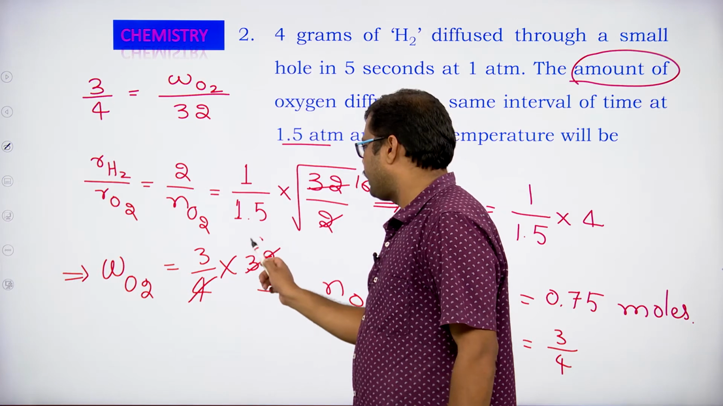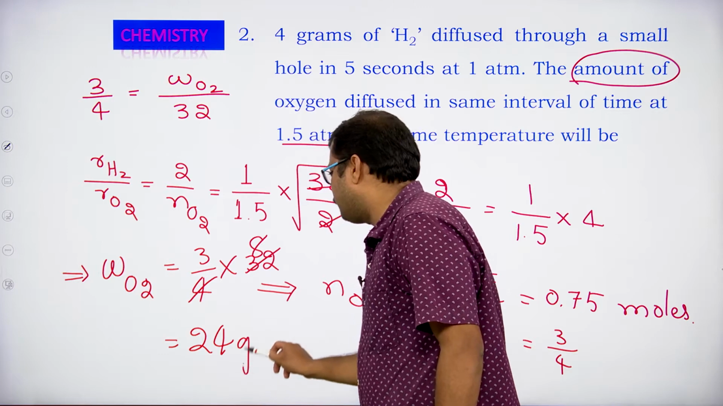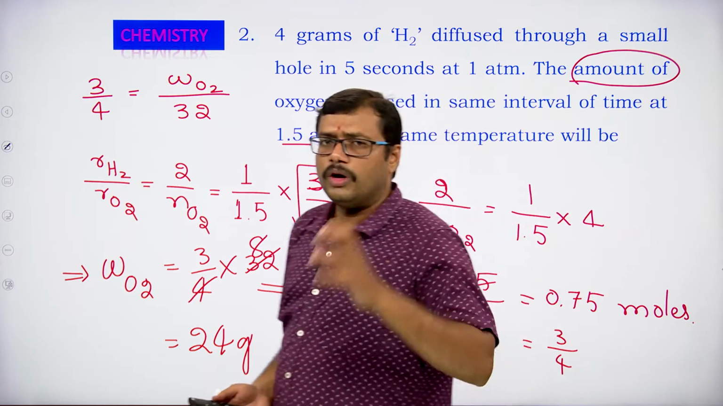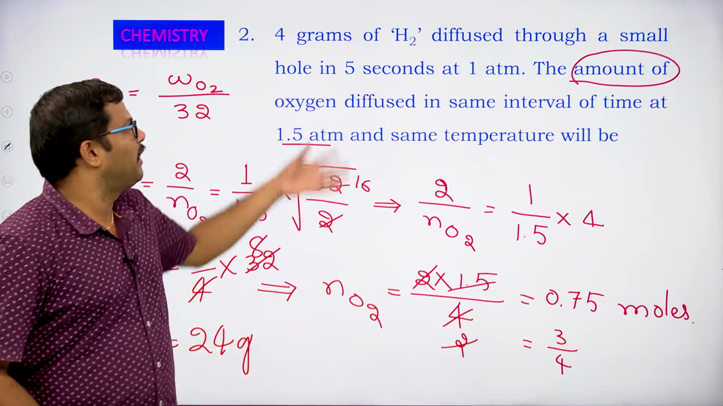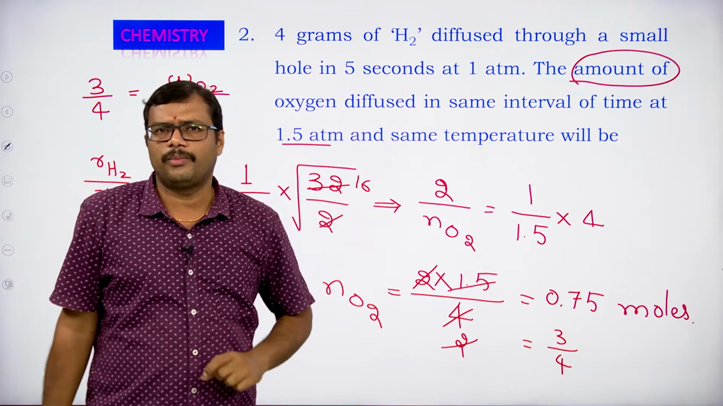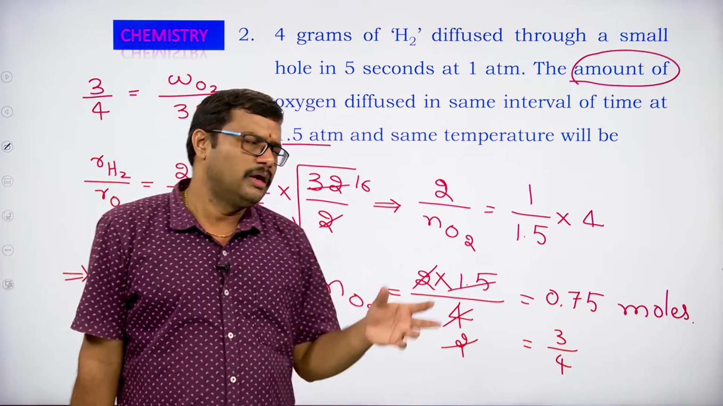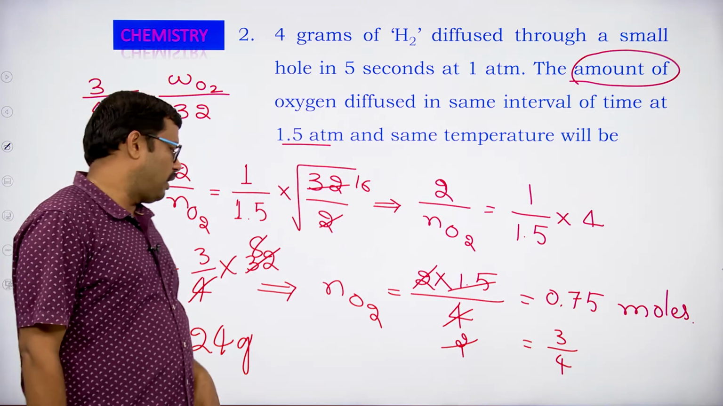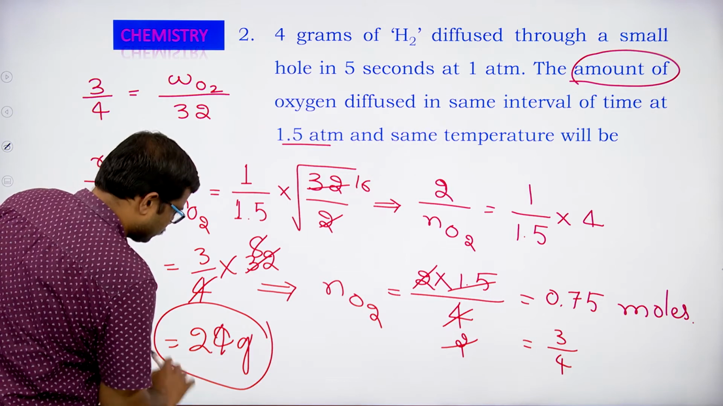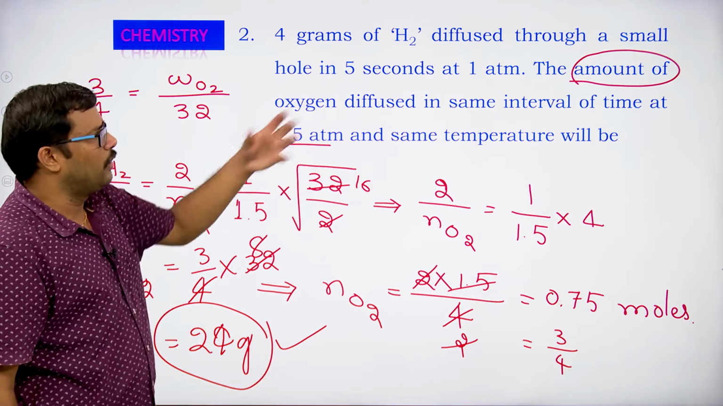4 1s are 4, 8s are 8, 3s are 24. So, 24 grams of oxygen will diffuse in the same time at 1.5 atmosphere pressure when compared with the 4 grams of oxygen diffusing in 5 seconds at 1 atmospheric pressure. In both these cases, the temperature is kept constant. So, we have to keep this in mind while solving the problem. So, the answer, 3 8s are 24, right? So, 24 grams is the answer that we are going to get in this particular problem.